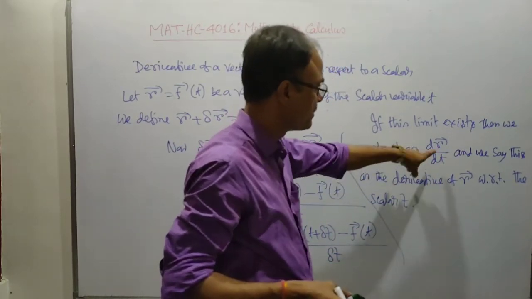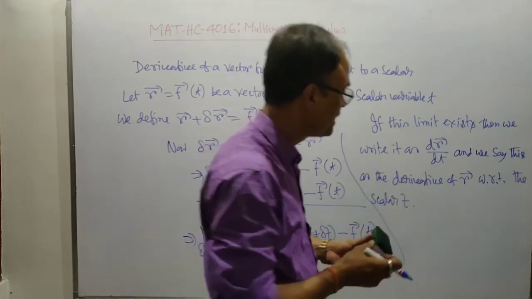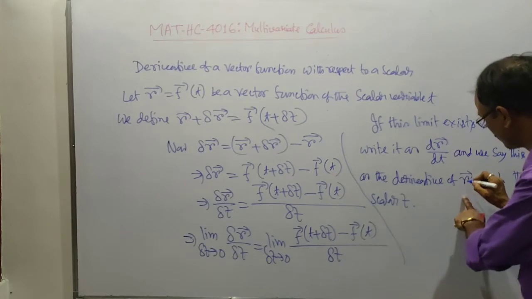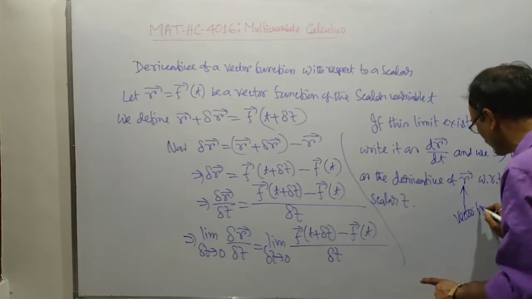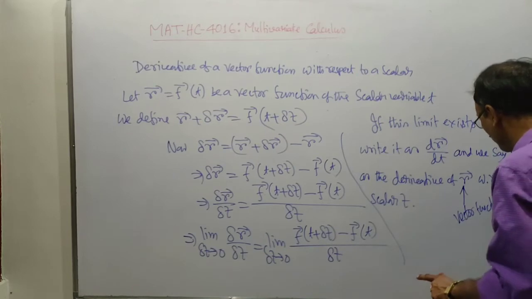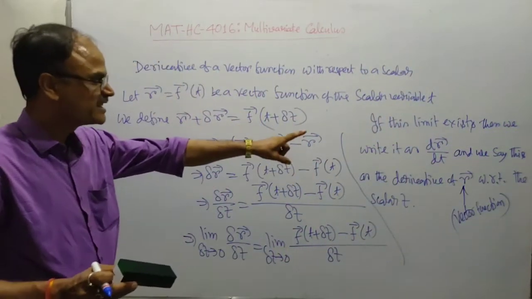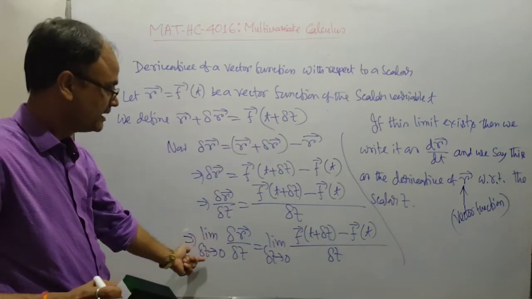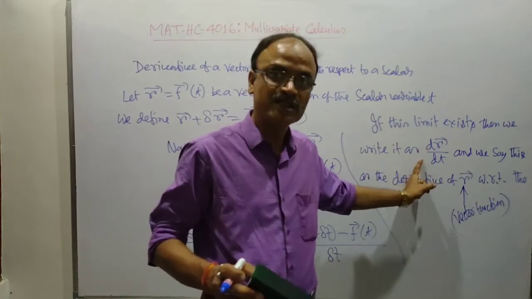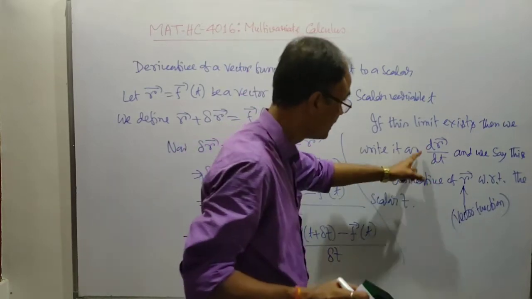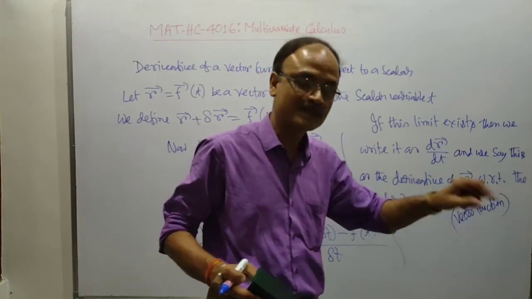It is the differentiation of the vector function with respect to a scalar. The derivative of r vector means the derivative of the vector function with respect to the scalar t. You may write it like this. If this limit exists, it is denoted by this. Obviously, dr vector by dt is also a vector function of the scalar variable t.